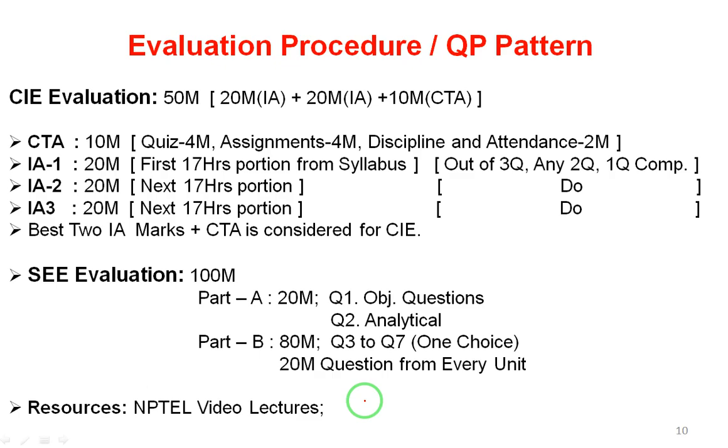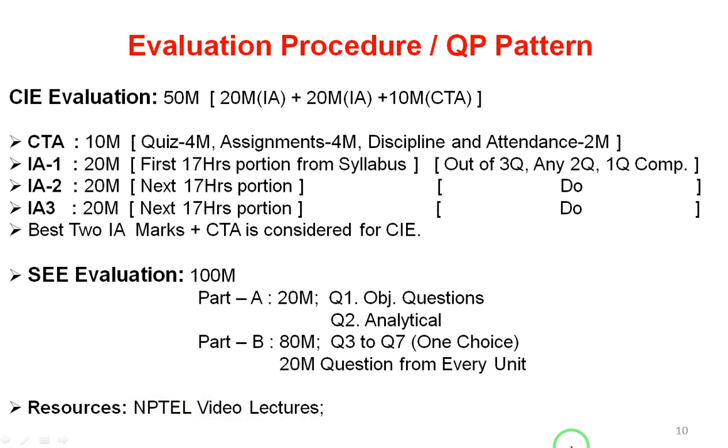So the evaluation procedure and QP pattern for this subject goes like this. CIE evaluation, that is continuous internal evaluation, is for 50 marks. This 50 marks is distributed between IAs and CTA. So 20 marks for the IA, I will be telling you.